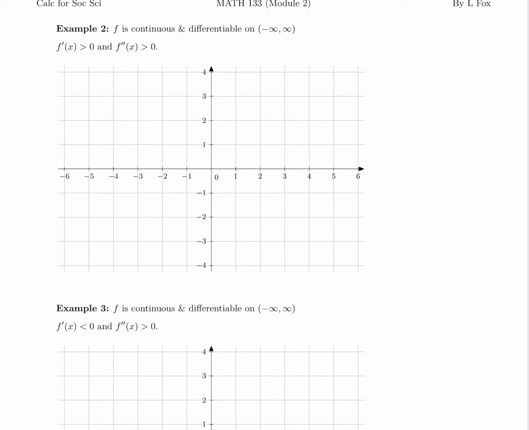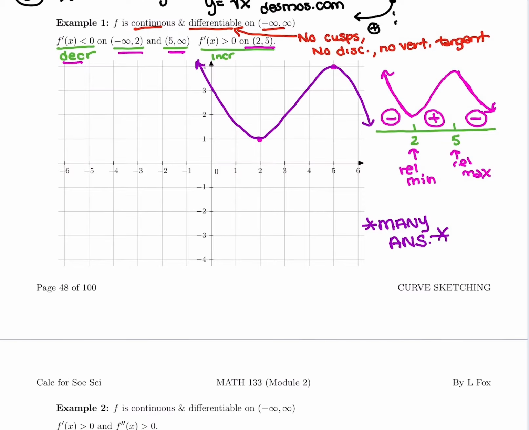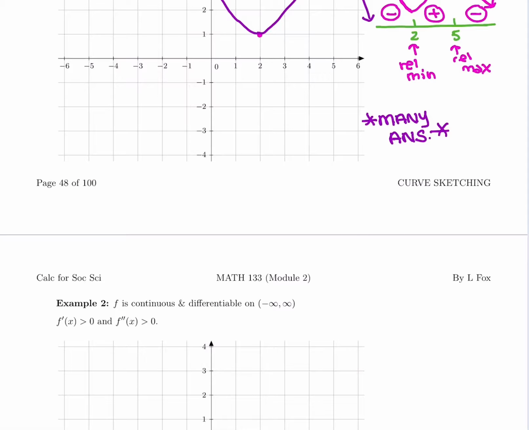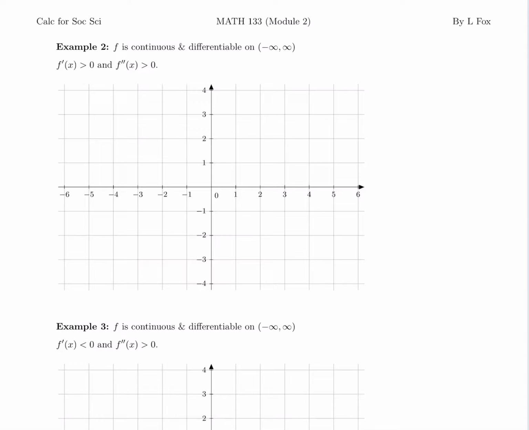Let's do some more. Ooh, this one we get a second derivative. That's going to narrow down our answers quite a bit. That one we only had the first derivative, so drawing increasing and decreasing can look a bunch of different ways. As long as you don't have a sharp corner, you're good. But this one, I have a second derivative, which is just going to give me more information about what the shape has to look like.